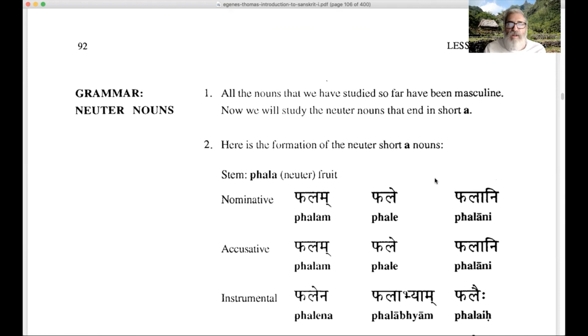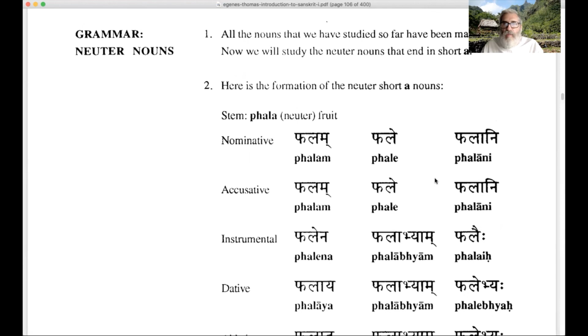So now, all the nouns that we've studied so far have been masculine nouns ending in short A. We will now study neuter nouns ending in short A. Up until now, all the nouns that we've learned are short A ending masculine nouns. Now we're going to study short A ending neuter nouns. Neuter doesn't mean that the thing is neuter. It means that the noun itself, the word itself, is considered neuter for grammatical purposes.